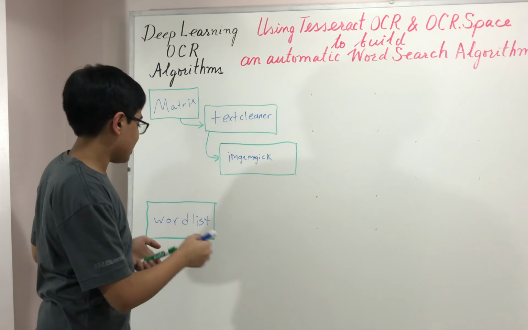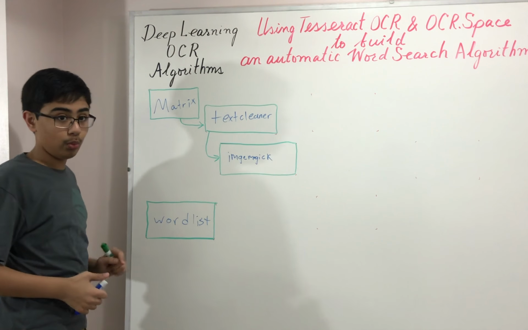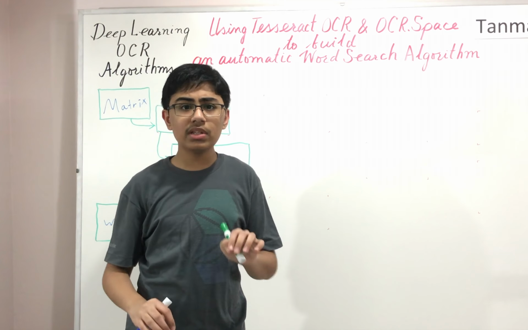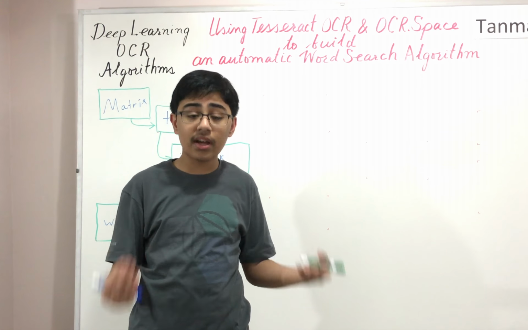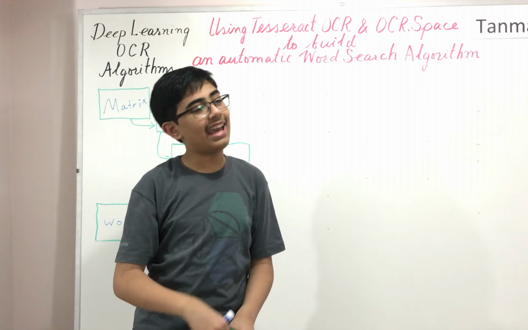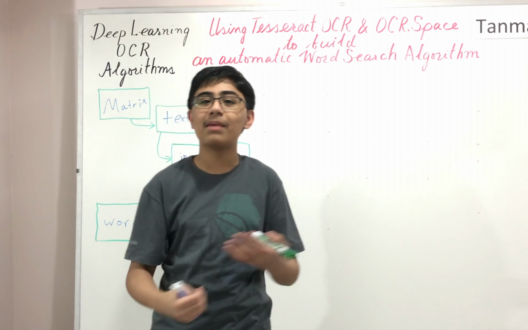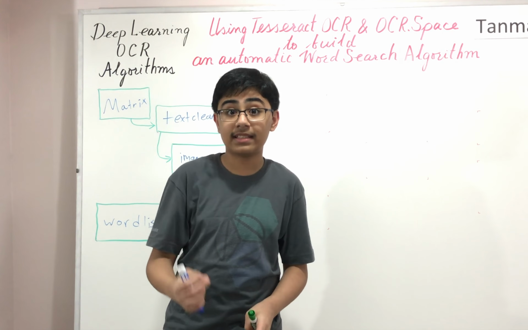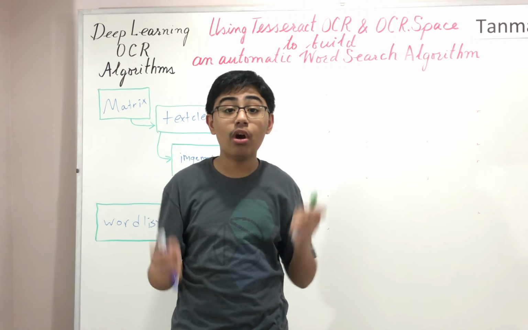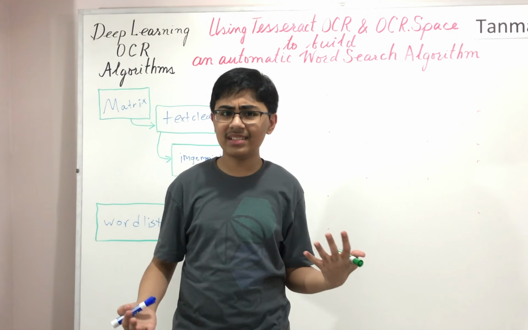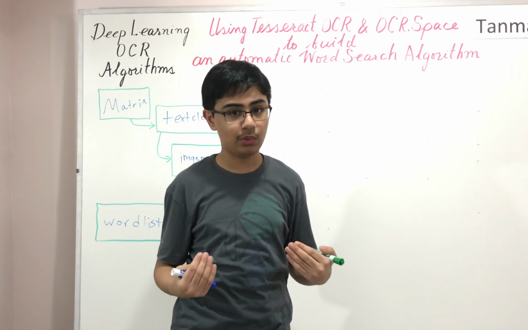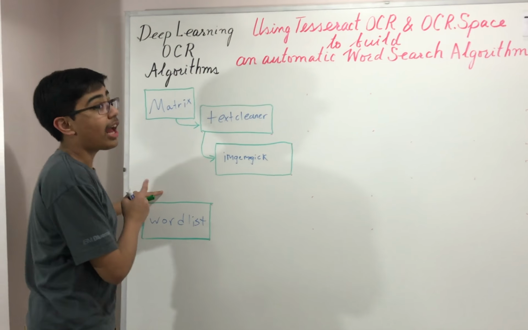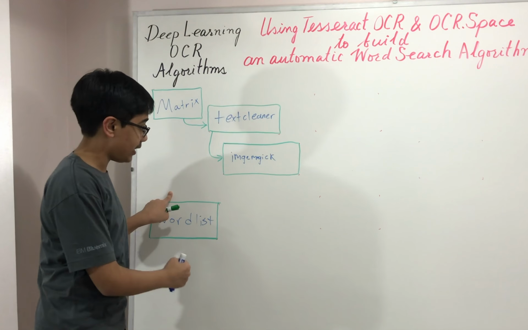But before I talk about Tesseract, let's talk a little bit about the word list. The word list doesn't need to be processed as much because we're using a relatively commercial OCR software called OCR.Space. As you know, with commercial software, sometimes you get better accuracy, and OCR.Space does not require text cleaning. In fact, it encourages no text cleaning, because with text cleaning, sometimes you get lower accuracy with the word list. Because of course, this is just a matrix of characters. These are actual words that we want to find.